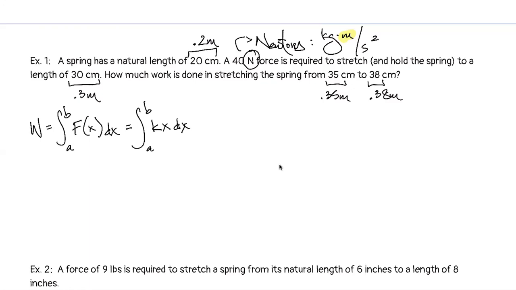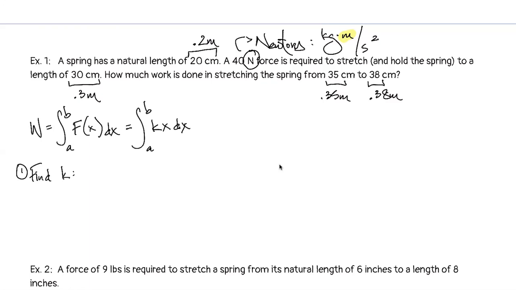So our first step is going to be to find the spring constant for this spring. If you're working on a different problem, you cannot use the same spring constant. For every spring situation, you have to find the spring constant. And so we're going to just plug in the numbers that we have.